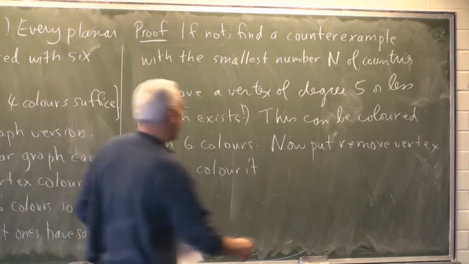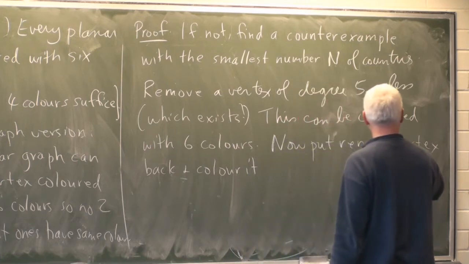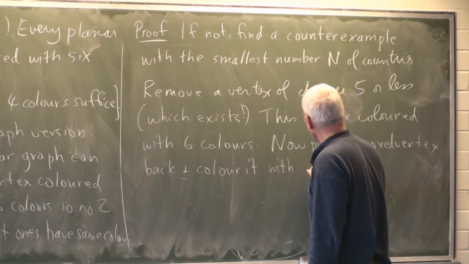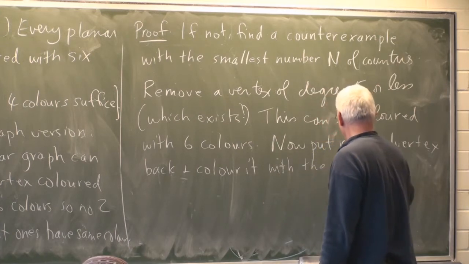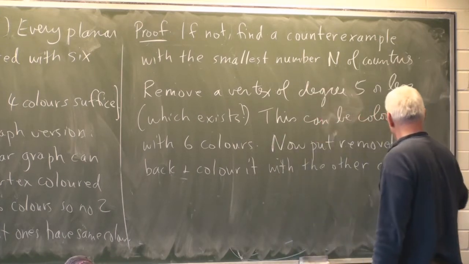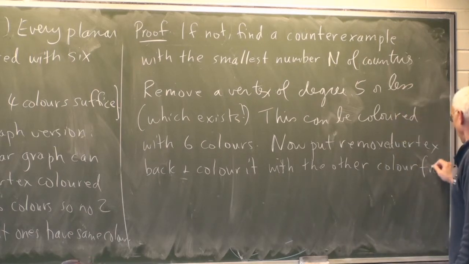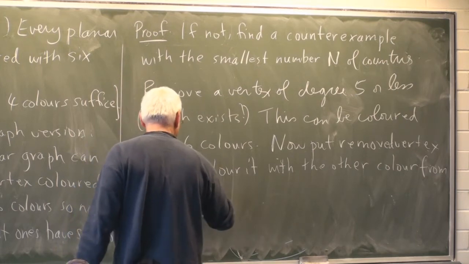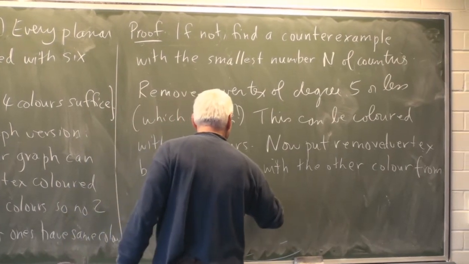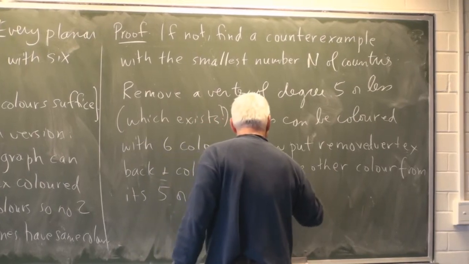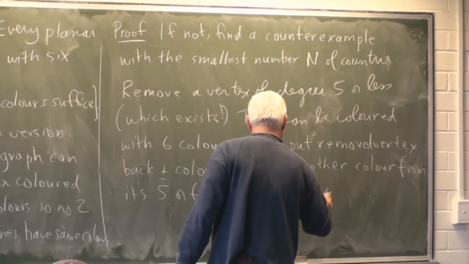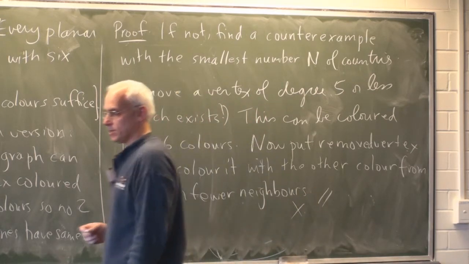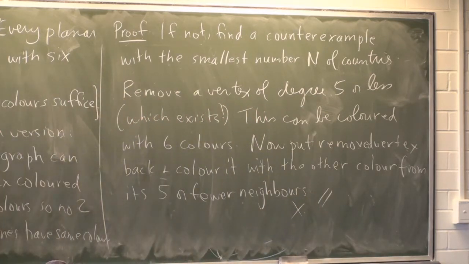But as I say, now put the removed vertex back. Okay, put the removed vertex back and color it with the other color from its neighbors, from its 5 or fewer neighbors. That's a contradiction. And so our assumption is incorrect.